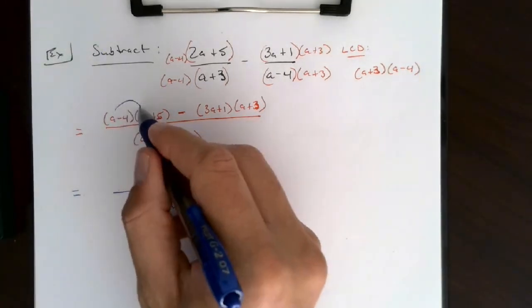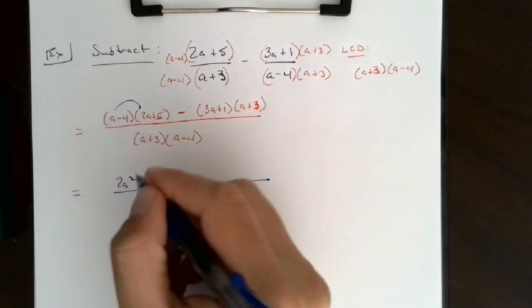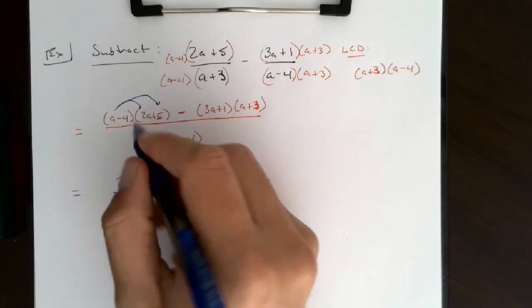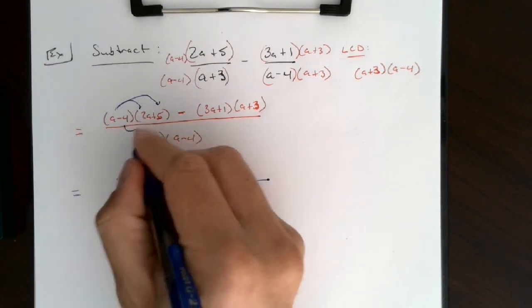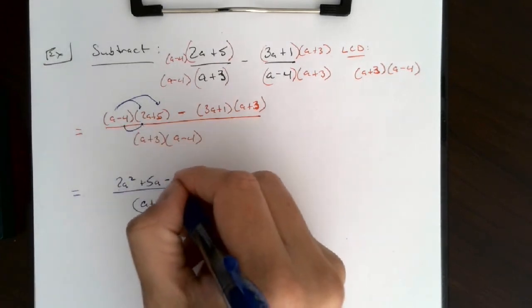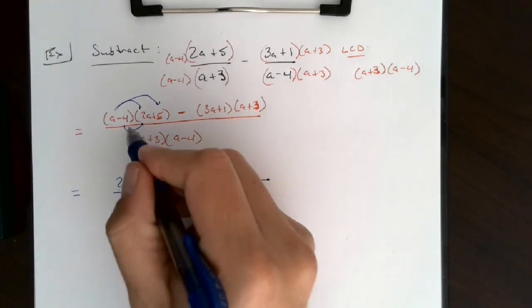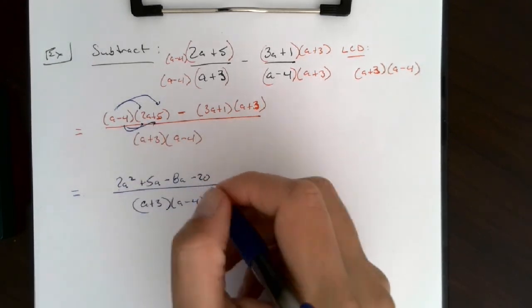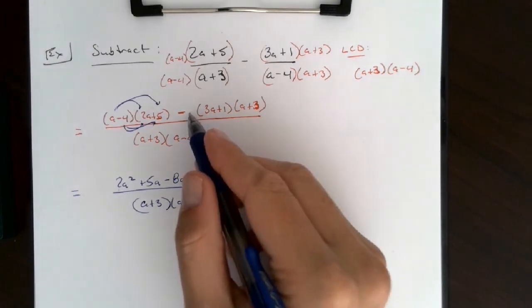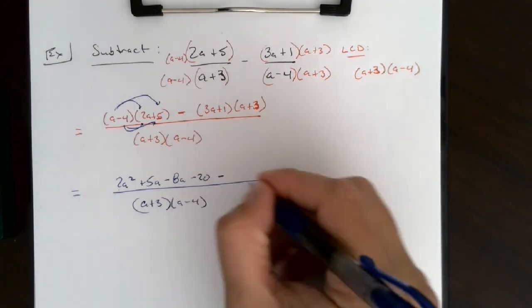So a times 2a gives me 2a squared. A times 5 will give me a plus 5a. Negative 4 times 2a gives me negative 8a. And negative 4 times a positive 5 gives me a negative 20. Then we have the minus sign here. Keep the minus sign, right, because it's subtraction.